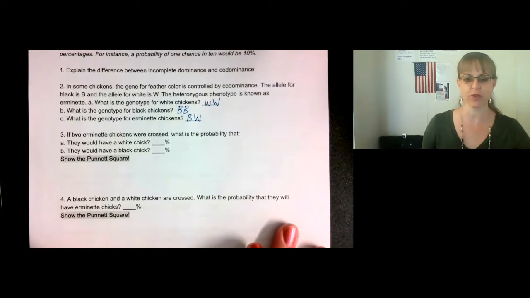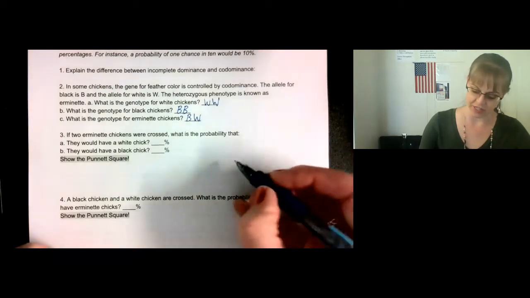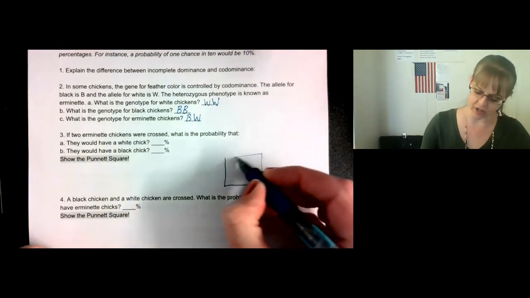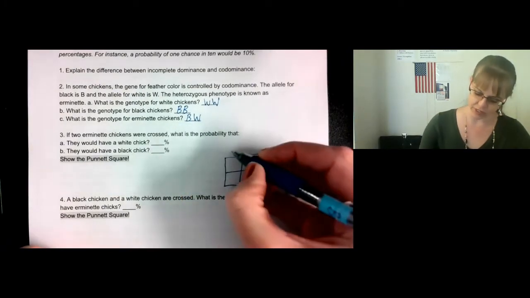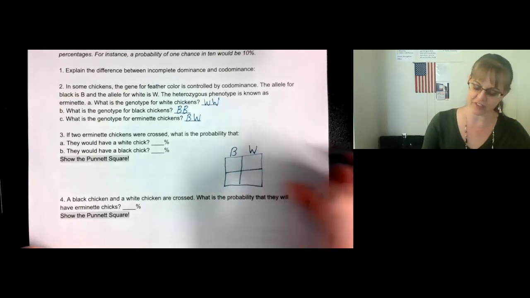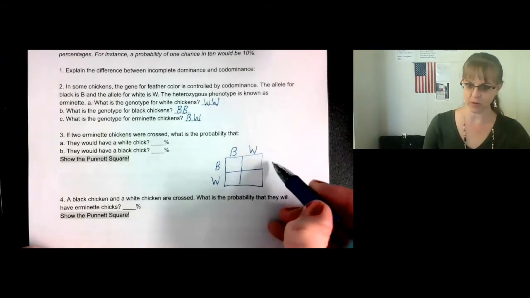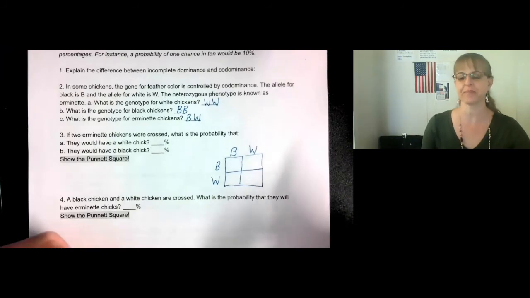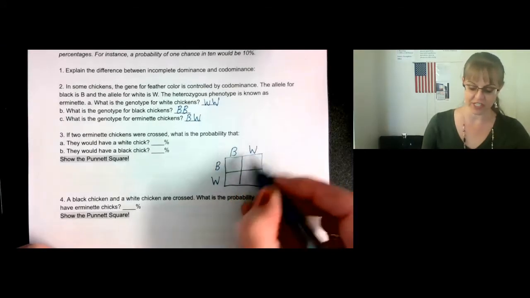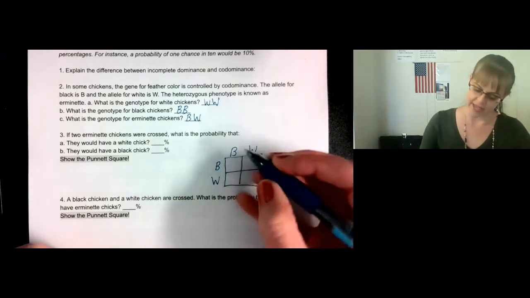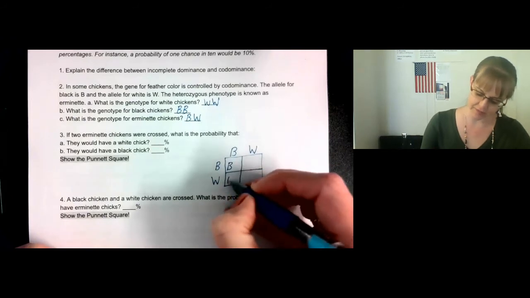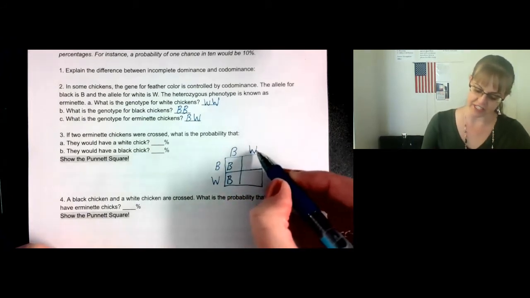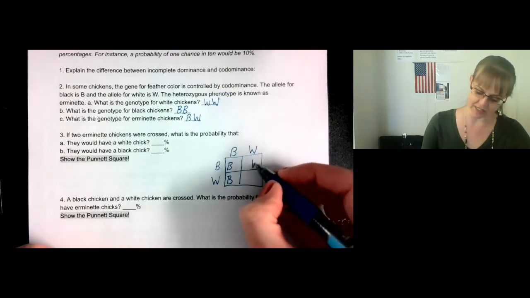If two erminette chickens were crossed, what's the probability that they would have a white chick or a black chick? So, we must show the Punnett square to get credit on this. All right, an erminette chicken is BW, so put a B over one column and a W over the other. Then put a B beside one column and a W beside the other. We always write the B first and the W second. And so this B will go in this and this box. And this W will go in this box and this box.